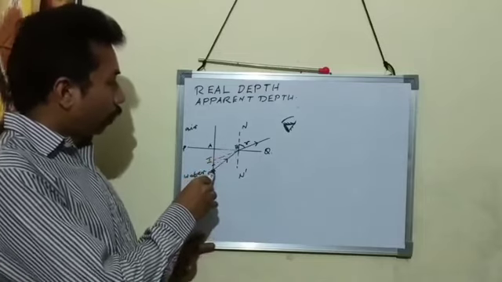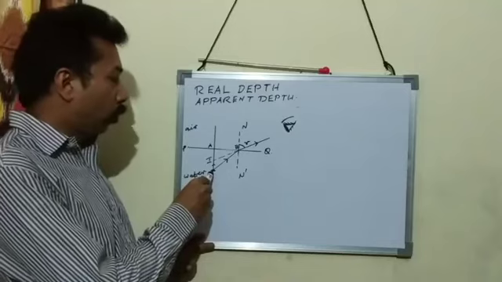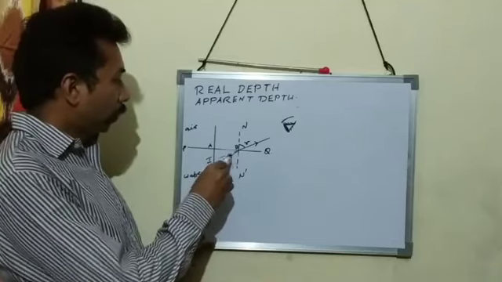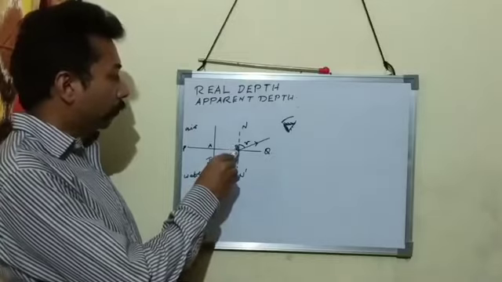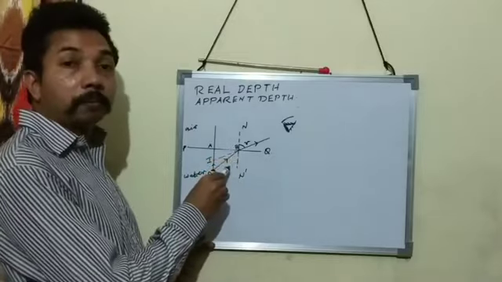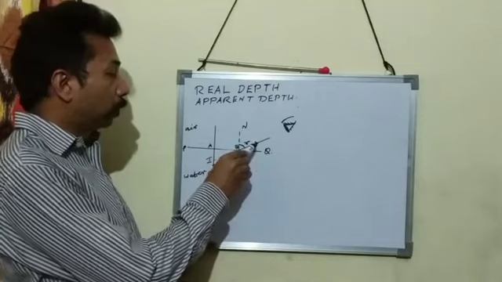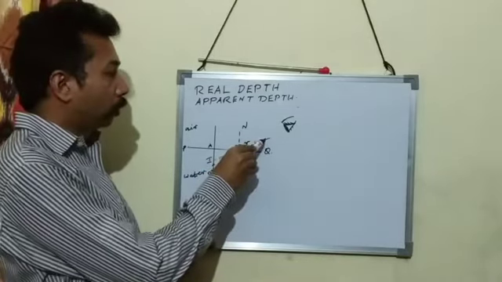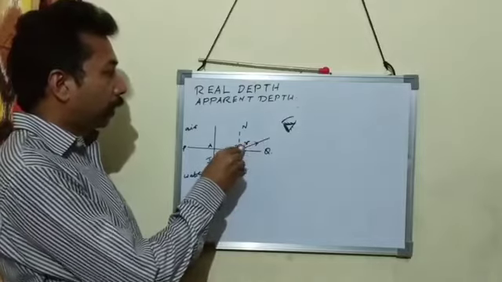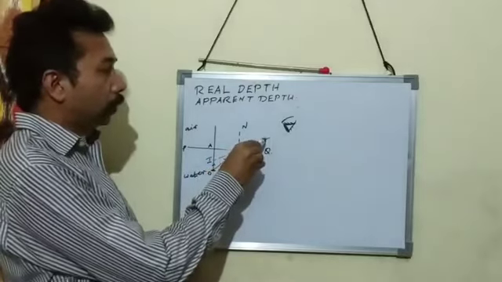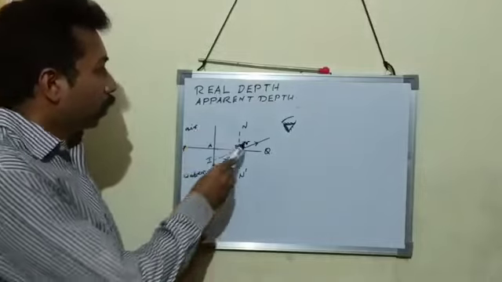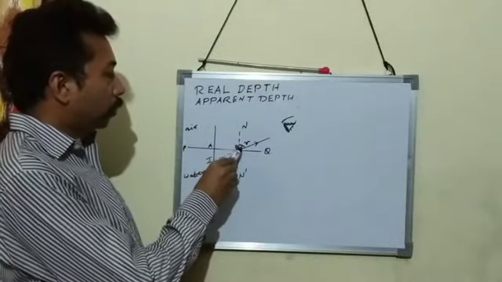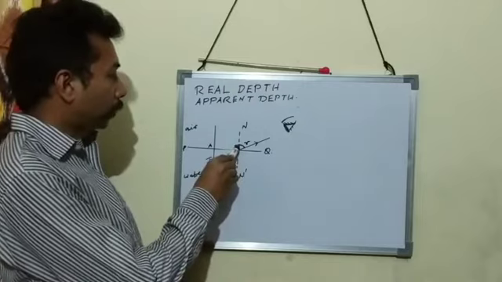Then from the object O, two incident rays are drawn. One is this incident ray OB. The ray of light goes from denser to rarer medium, so the refracted ray moves away from the normal. This is the refracted ray. The angle between the refracted ray and the normal is called angle of refraction.